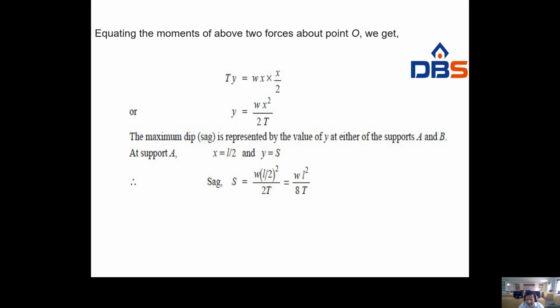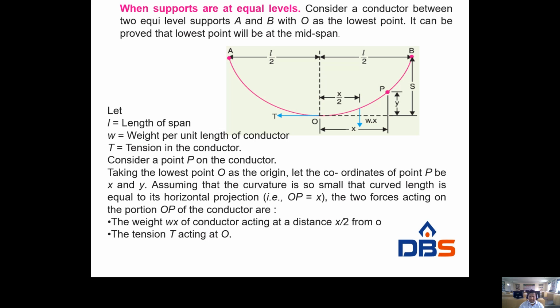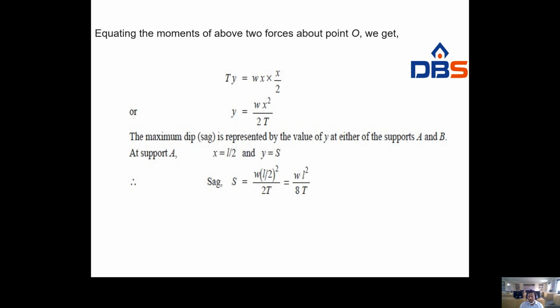Now the sag is nothing but the maximum dip, the difference between the original conductor level and the actual conductor level. The maximum dip is represented by the value of y. Look at the figure, the dip is this y, taking the small point P. That is why y is the maximum dip, the value of maximum dip in between supports A and B.